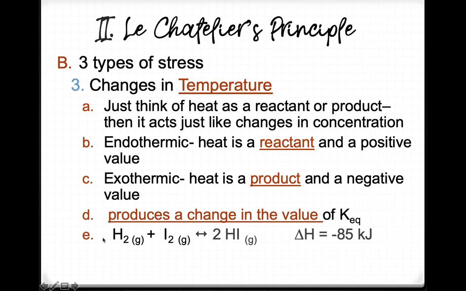Or the opposite. If I cool this down, the reaction is like, oh, we're not the temperature we're supposed to be. I need more heat. So then it would shift to the product side because this is the side that has the heat on it. And I know that because it's a negative delta H value, meaning that heat is really just a product.